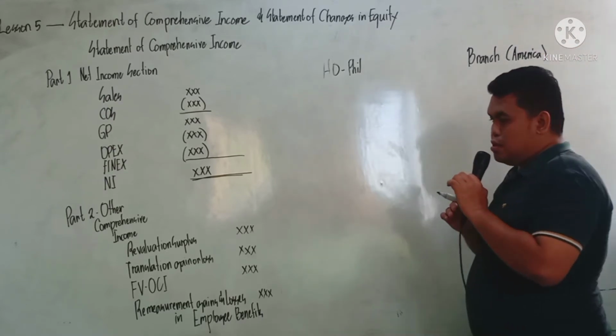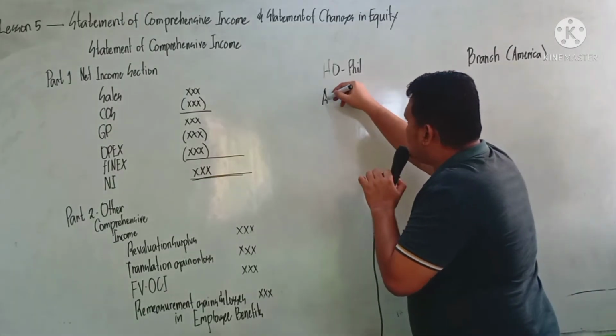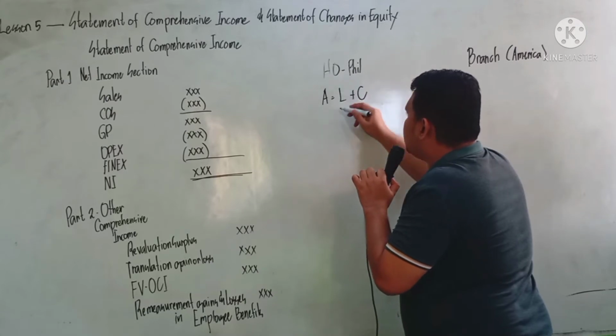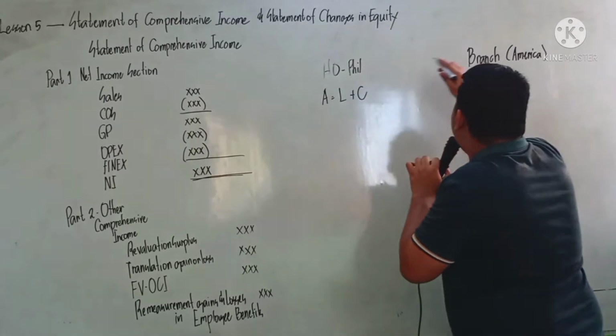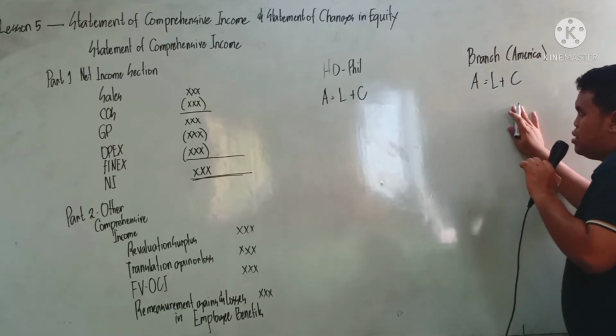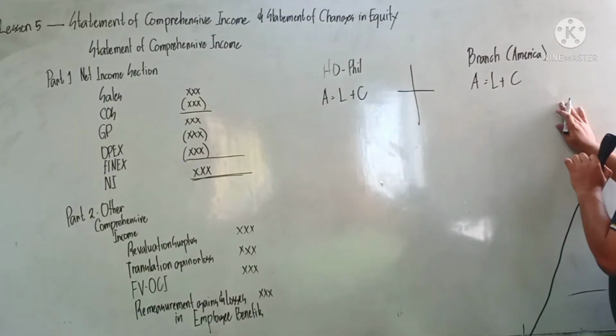Now, this home office and branch office financial statements, that means there is also an asset equals liabilities plus capital here and also in the branch. These two, at the end of each year, shall be, what do we call this? Shall be combined.